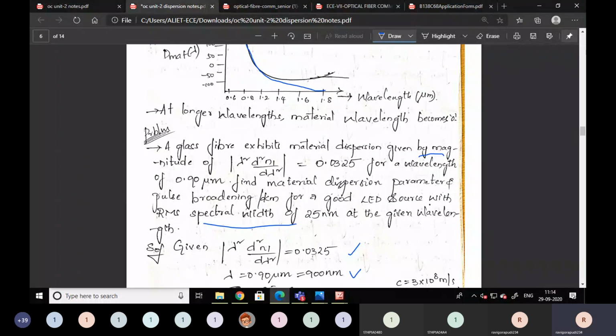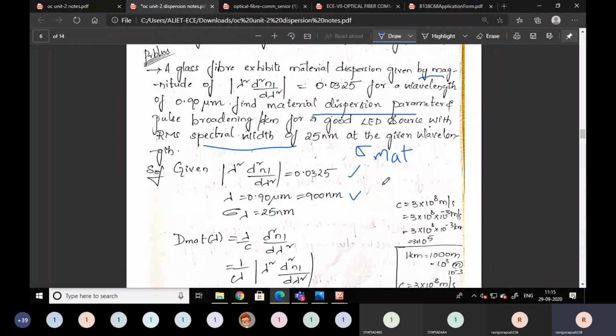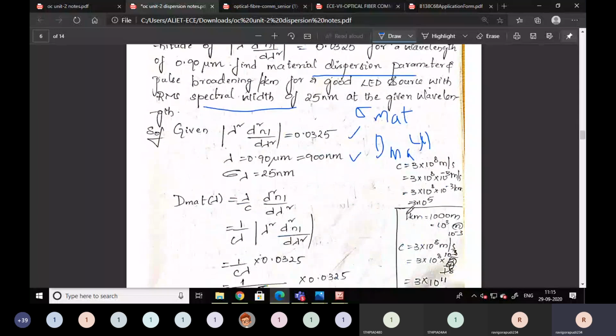So what we have to find? First, the material dispersion parameter, that is D mat of lambda, and pulse broadening, that is sigma mat. Compulsorily you have to write what the unknowns are, otherwise you can't understand. Sigma mat we have to find, and D mat of lambda, the dispersion parameter, also we have to find.